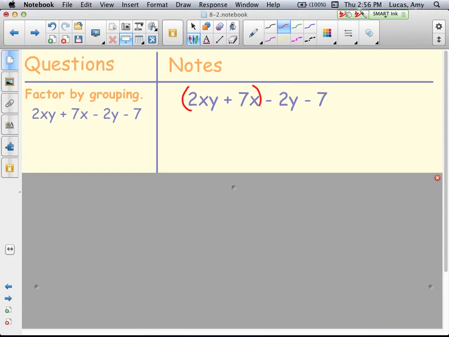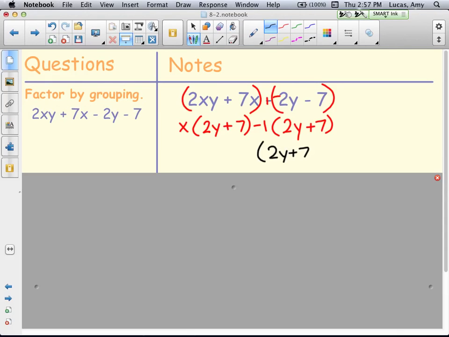So this one is grouped, and this next one again, I'm going to make it a plus and negative and group it like that. So the first terms, I can take out just the x, and that will leave me with 2y plus 7. And then again, I can take out the negative 1, which will turn the 2y and 7 into positives. That's what I needed. Now, I've got my 2y plus 7 in common, and then I can take the x and the minus 1 to make my other binomial factor.